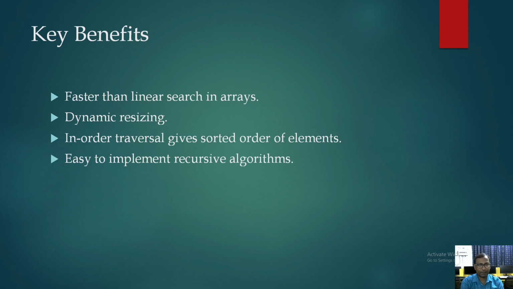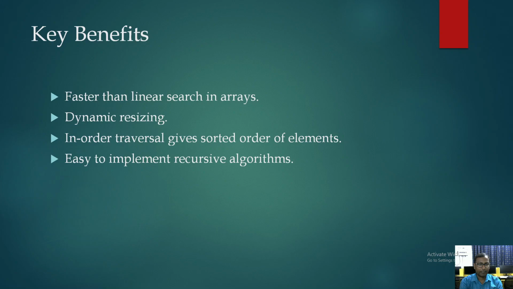Now we will discuss the key benefits of the binary search tree. As we all know, the binary search tree is basically a binary tree where the nodes are arranged in a specific order, and as the nodes are arranged in a specific order, when we perform the searching, insertion or deletion operation, the time taken by these operations is reduced greatly. So that's why this is faster than linear search in an array or linear search in a linked list.